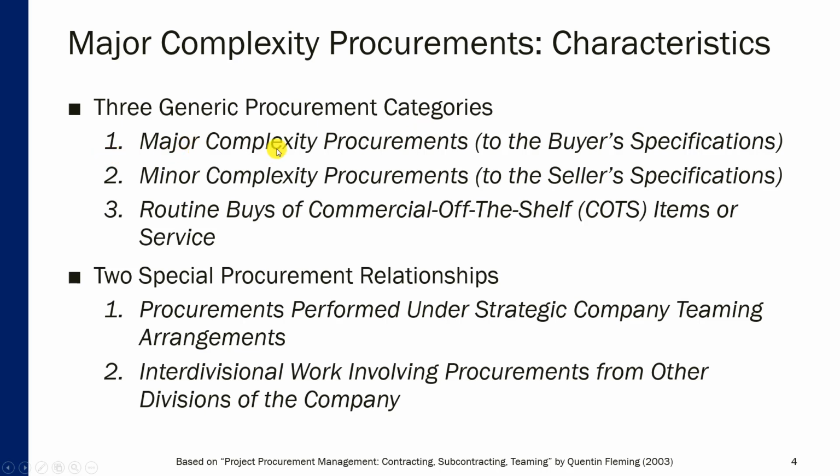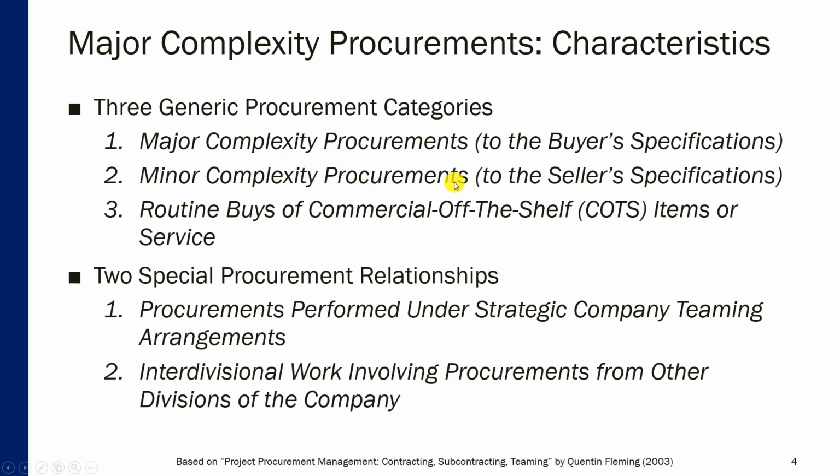The first category is major complexity procurements, and those procurements are done to the buyer specification. So this is how it works. Let's say there's a buyer, an organization that needs something complex. Let's say a complex piece of enterprise software that automates pretty much everything that the organization does. So something along the lines of an ERP, but it's custom. It's unique. It hasn't been done before. Based on those buyer specifications, the seller will develop a solution or a product. Those are called major complexity procurements because the complexity in those kinds of procurement arrangements is very high.